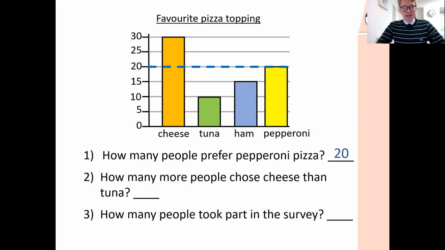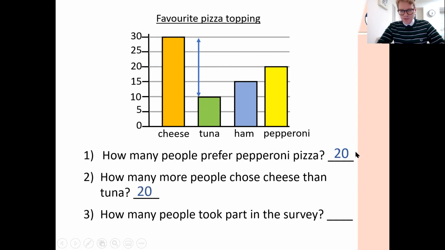How many more people chose cheese than tuna? So for this, we're going to need to think about the difference here, aren't we? Because it's how many more people chose cheese than tuna. So a couple of options here, I would say. We could work out how many chose cheese, how many chose tuna, and then do a subtraction calculation. Or we could look at the difference and maybe count up or count down from there. That would work well as well. So cheese, well, that's 30. Tuna, that's 10. So we could have done 30 take away 10. We could have actually counted up there in fives, but in any case, it's 20.